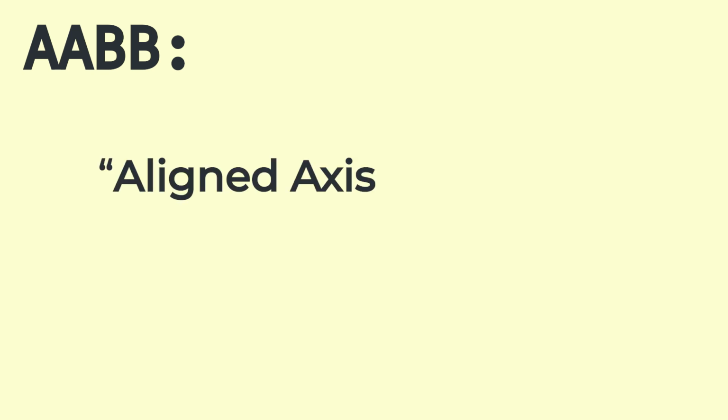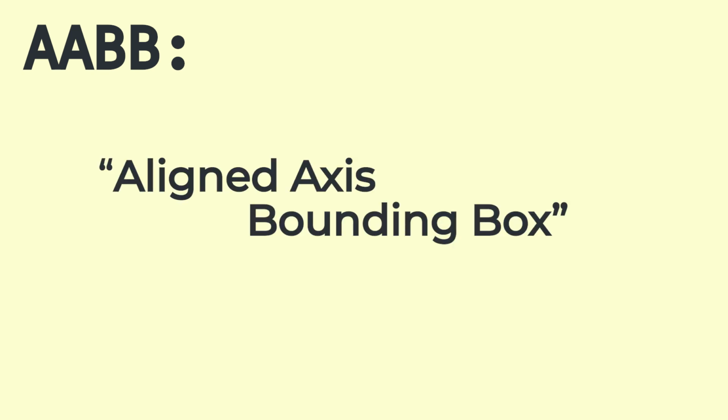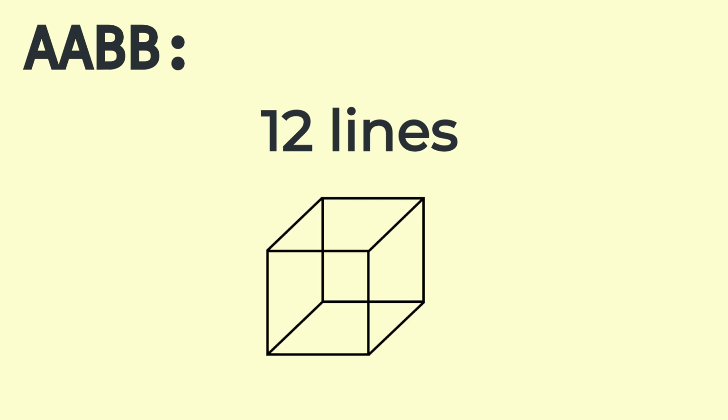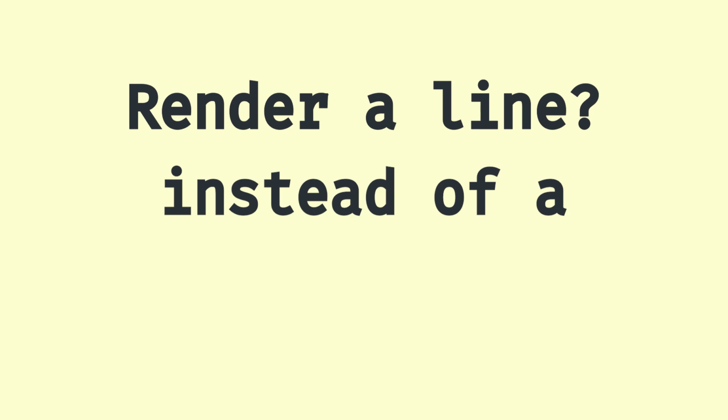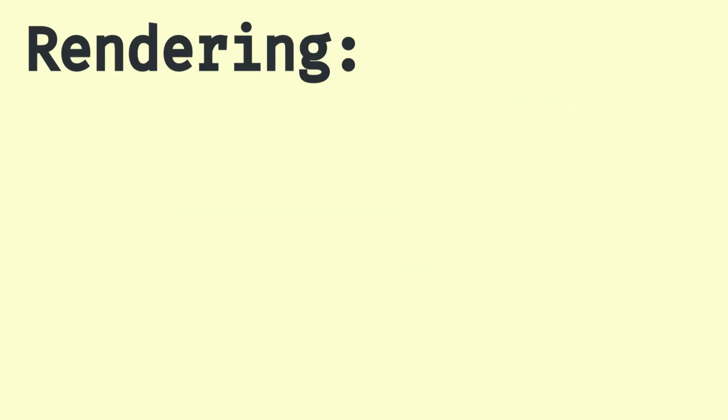So, we want to draw a collider, which is an AABB, an axis-aligned bounding box. So basically, we need to draw 12 lines, because, well, a box is made of 12 lines. Wow! But how to tell OpenGL to render a line instead of a triangle? Remember how OpenGL handles rendering?